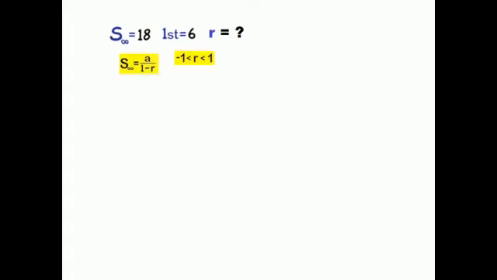Okay, next one. It's a direct question, so there is no sentence you can read. S infinity is 18. The first term is 6. R is missing, so you have to find R. Ready? S infinity is equal to A by 1 minus R. We can give the values because S infinity is 18, so 18 is equal to 6 by 1 minus R. R we don't know, so we have to find R. Cross multiply: 18 into 1 minus R is equal to 6.